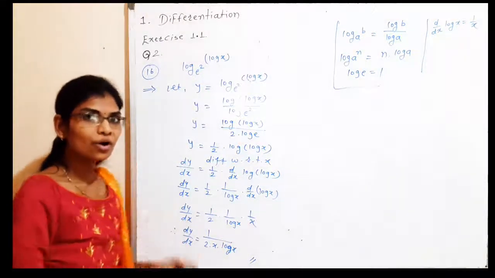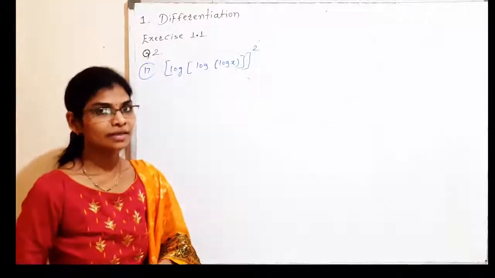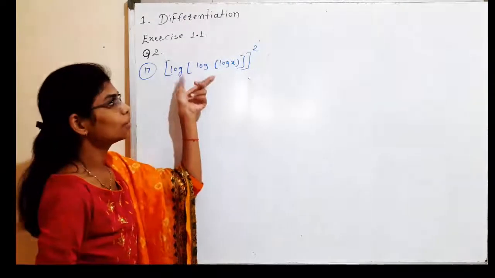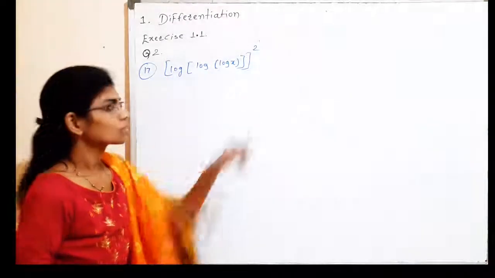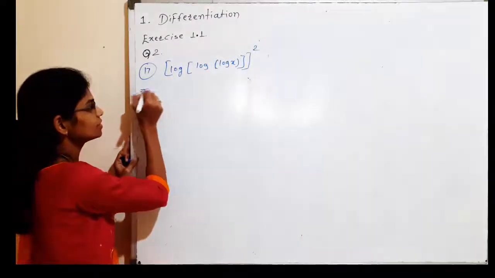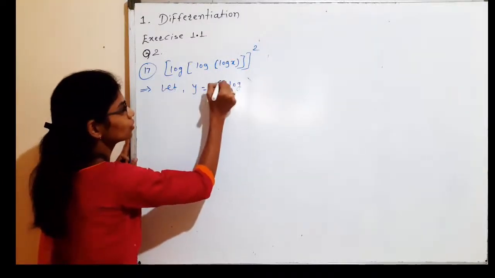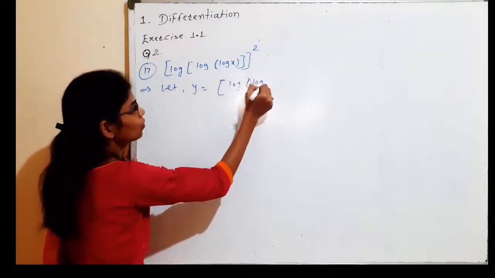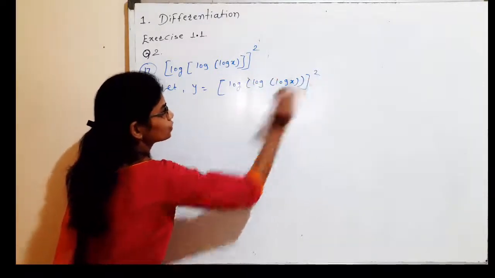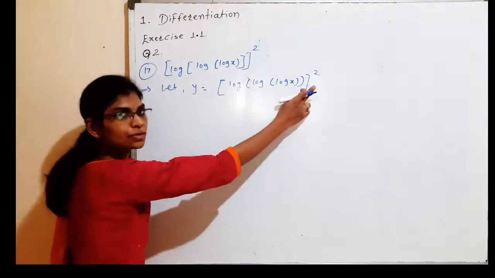So here you can write this down, or you can take a screenshot of this answer. Now the next example is log of log x whole bracket raised to 2. First of all, consider the function as y, that is, let y is equal to log of log x, whole bracket raised to 2.